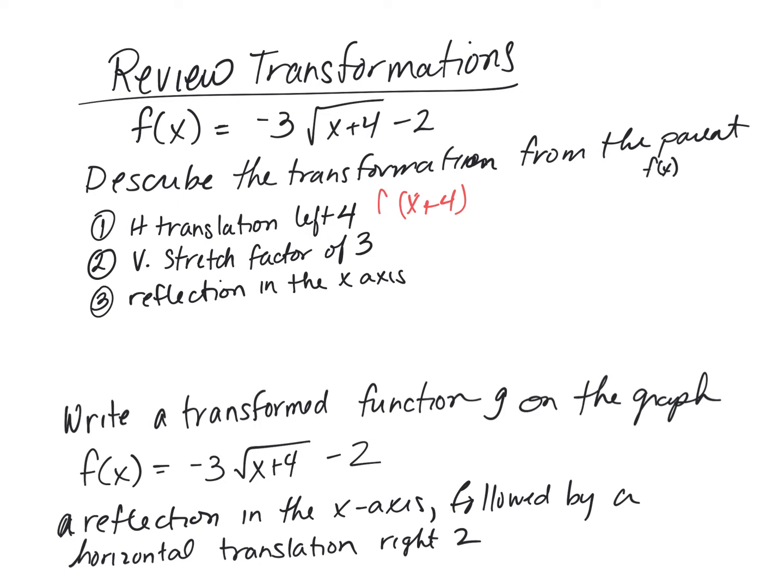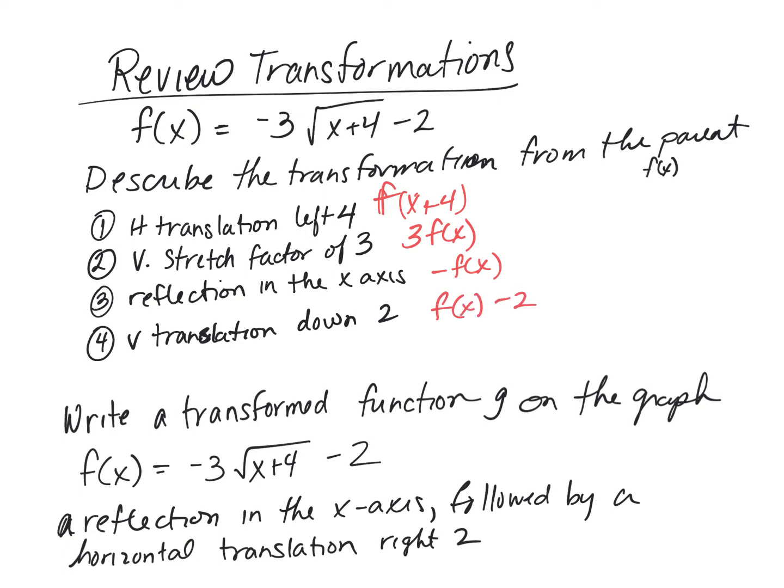F of, wait, I did that wrong. F of x plus 4. The 3 times the f of x was a vertical stretch. If it was 1/3, then it would be a shrink. Reflection is the negative f of x. And the last thing we talk about is the vertical translation. Which direction is that vertical translation? Down 2. That is f of x minus 2.